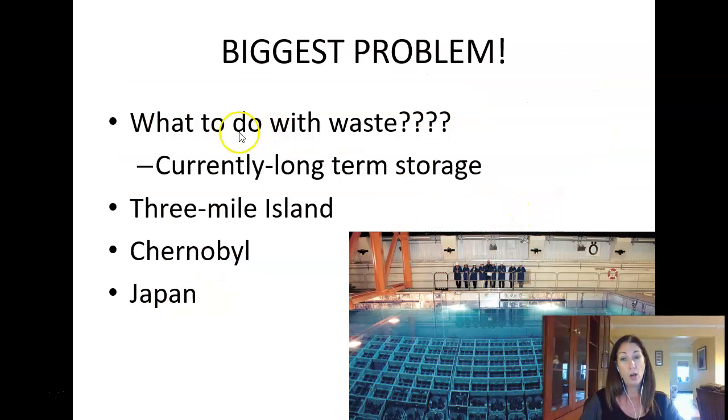But there are also accidents that have happened, and I'll post an article about these 3 accidents. These are our 3 biggest well-known accidents of nuclear power: 3 Mile Island, Chernobyl, and the tsunami that hit Japan that caused a nuclear accident. So it is good to know about these 3, and I'll put an article in our Google Classroom for you guys to read so that you can understand the details of those 3 accidents.